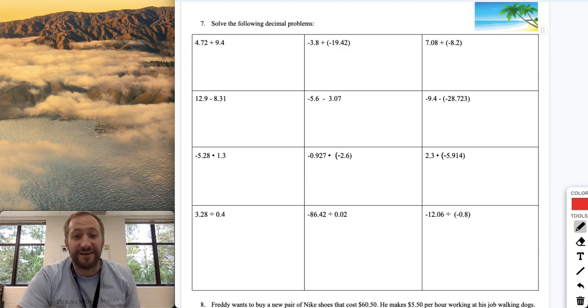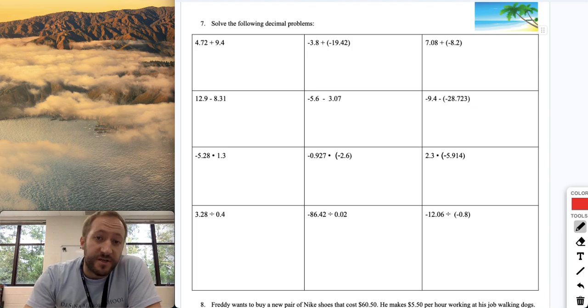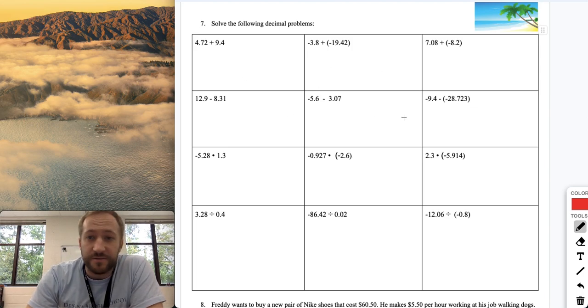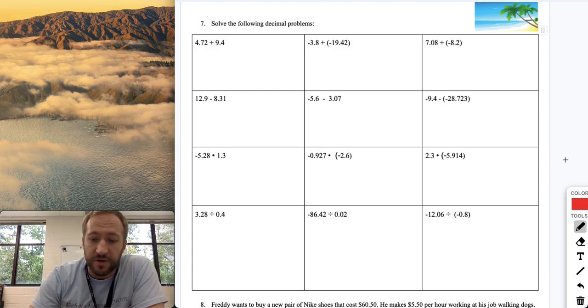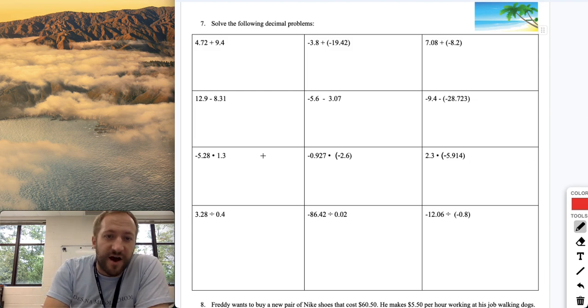Let's go through the next round of the study guide. So we just did addition problems, we just did subtraction problems. Now we're going to go through and do all the multiplication problems. So looking at this, I have, let me get the pen on there. There we go. Negative 5.28 times 1.3.